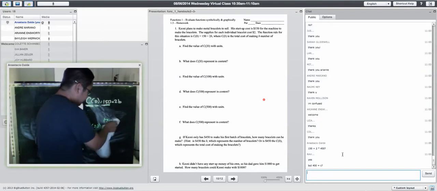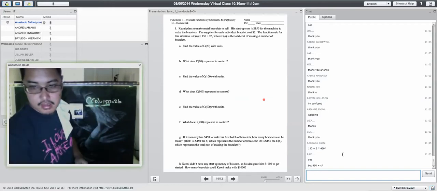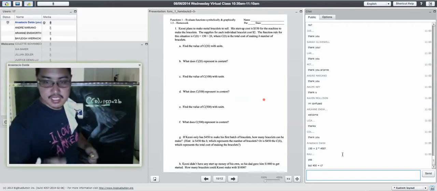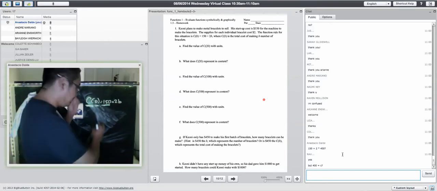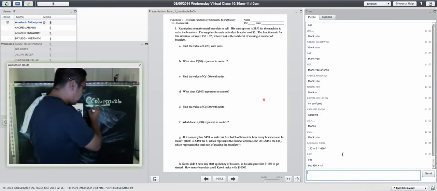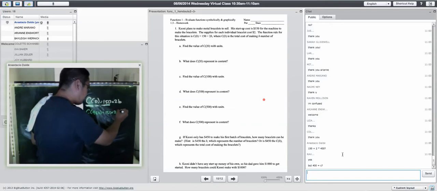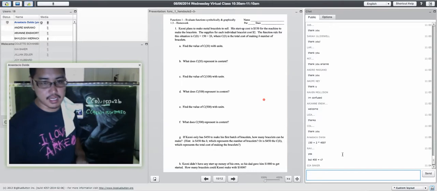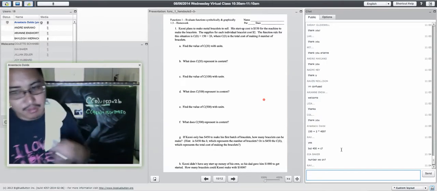What you did was you replaced, yeah, exactly, Raven. That's exactly my point. I want to bring it to a point because this is important stuff to talk about. If you replace this B with 450, I'll have C of 450 equals 150 plus 2 times 450. And for my times, I put a dot. I can put an X if you want. That would be the cost of 450 bracelets. That's not what we're looking for.